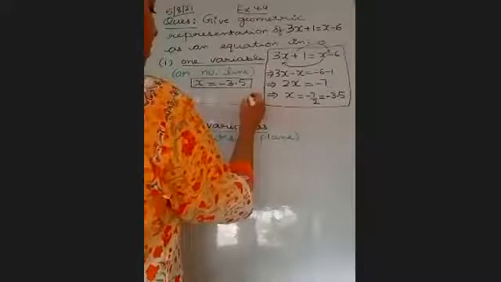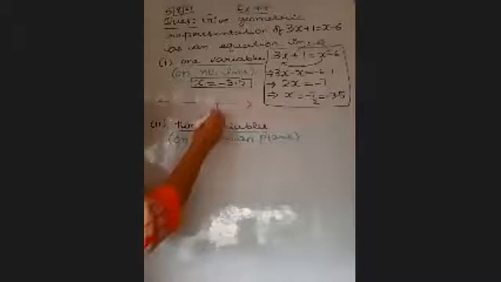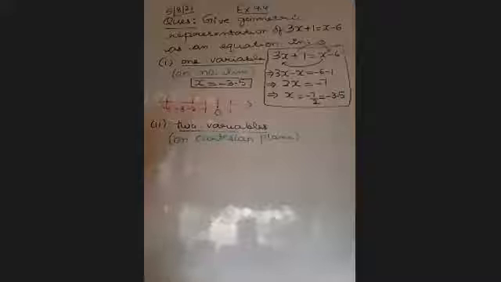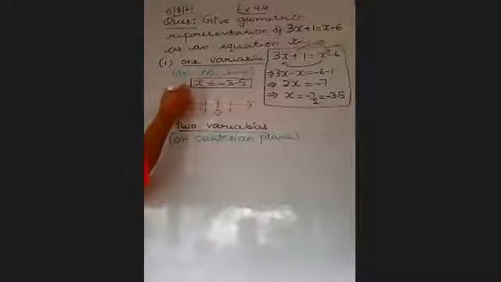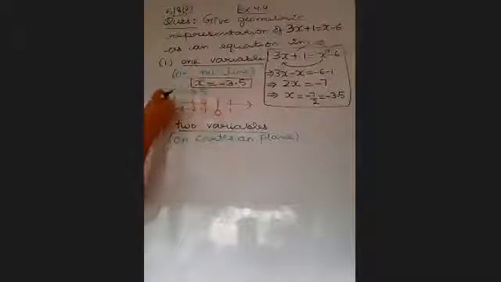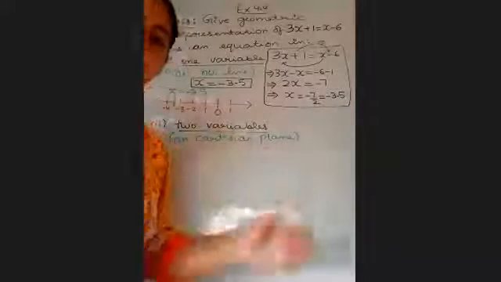So the number will lie which side of 0, left or right? Left. So minus 1, minus 2, minus 3. Where would be minus 3.5, children? Between which two numbers? Between minus 4 and minus 3. Very good. So here you can highlight and write x is equal to minus 3.5. You can highlight like this. Okay? Is it clear, children? Yes, ma'am. One variable.